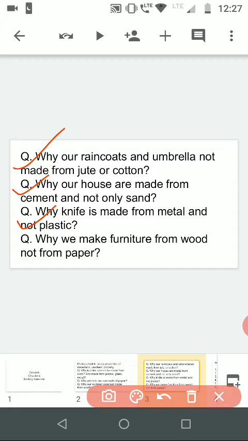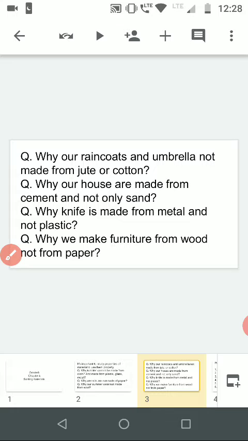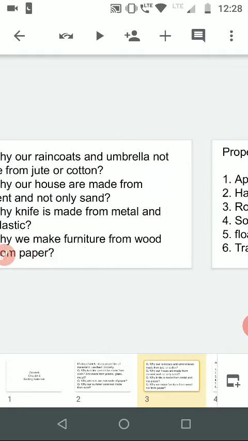Why is a knife made from metal and not from plastic? Metals can have very sharp edges. Plastics cannot have that much sharp edges. Next, why do we make furniture from wood and not from paper? Cardboard furniture is available, but the strength of that cardboard is very good. Furniture made from wood or cardboard, compressed wood, has good strength, but only paper cannot give that much good strength. So this is the reason why we need to understand the property of the material.